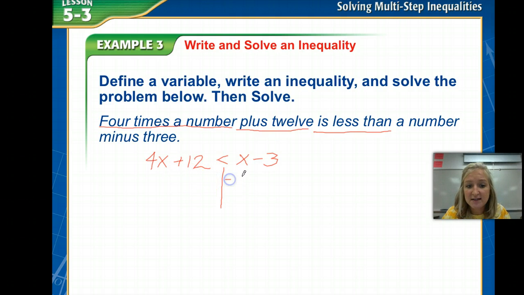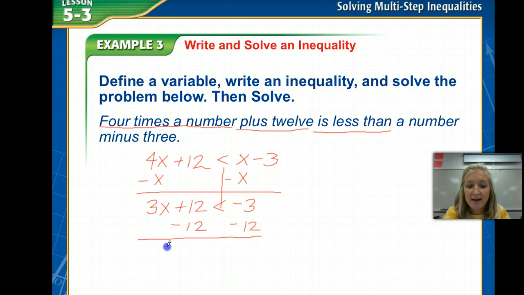I'm going to start by subtracting an x from both sides. I'm left with 3x plus 12 is less than negative 3. And now I'm going to subtract 12 from both sides. And I get 3x is less than negative 15. And I'm dividing by a positive 3, so my sign stays the same. Your answer would be x is less than negative 5.